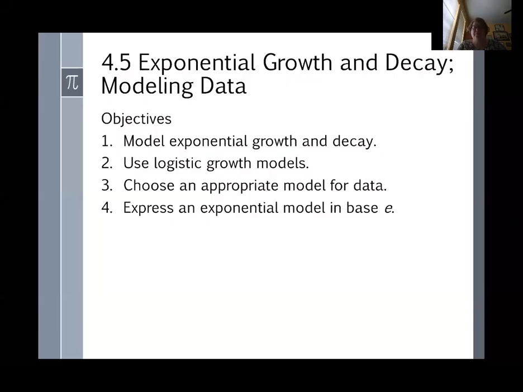In section 4.5, we're going to look at exponential growth and decay, and we're going to look at modeling data. First, we're going to look at the exponential growth and decay model. Next, we'll use the logistic growth model. Then we'll choose an appropriate model for a set of data. And lastly, we'll express an exponential model in base e. So this is a model whose base is not the number e, but we can rewrite it using base e.